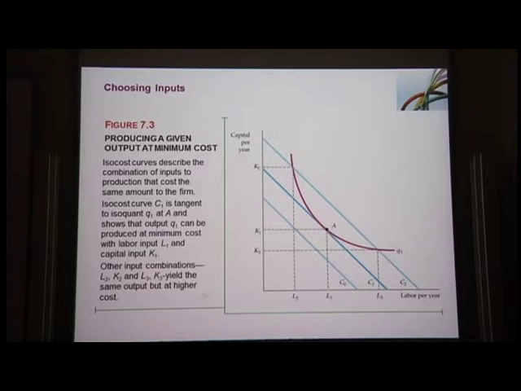So that combination of K1 capital and L1 labor will be the combination of the two inputs that will minimize cost. And that is important for firms from a production point of view because they need to minimize cost and in the end to maximize profit. So this diagram is quite important to show you what combination firms must choose to produce the given output at the minimum cost.